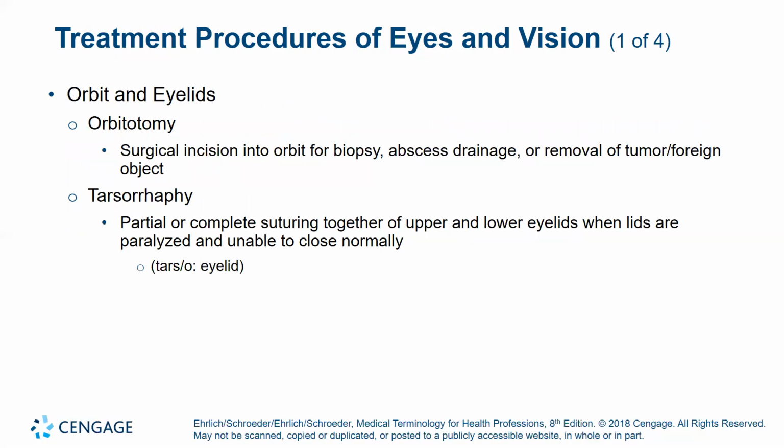Treatment procedures of eyes and vision. We have orbit and eyelids. Orbitotomy, surgical incision of the orbit for biopsy, abscess drainage, or removal of tumor or foreign object. And then we have tarsorrhaphy. Tarso is eyelid, so partial or complete suturing of upper and lower eyelids.